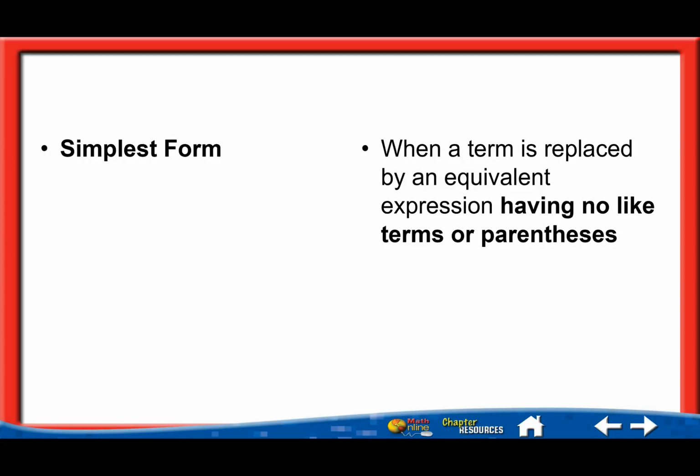So simplest form is when a term is replaced by an equivalent expression. So that's where we were saying you could add together the two, you could combine like terms. So having no like terms or parentheses is when it is in simplest form.